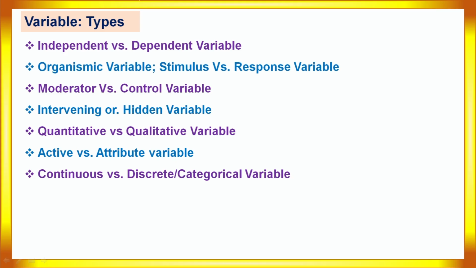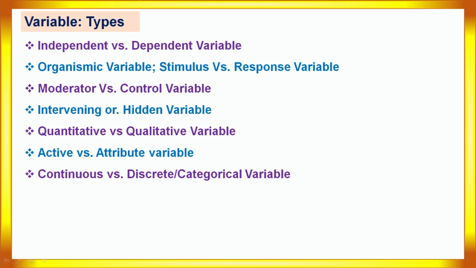Now, when we look at independent and dependent variables from the behavioral point of view, they become the stimulus versus response variable, like the example I was talking about. Teaching methods, or maybe the presentation skill, are the stimulus, and achievement is the response variable. Response means the overt behavior that the stimulus produces in the organism. Together, these two variables are known as the organismic variables.